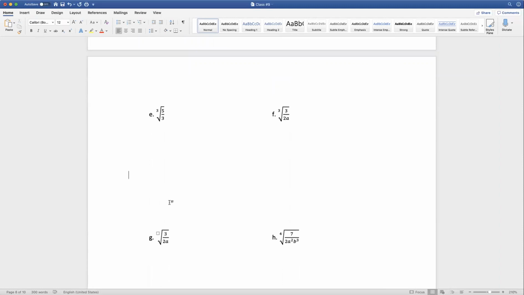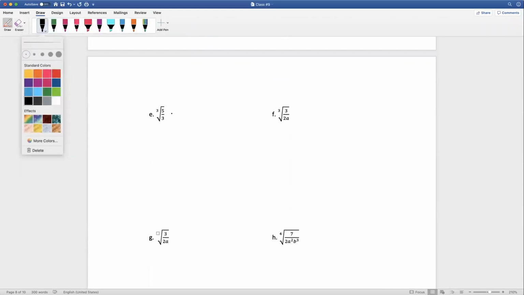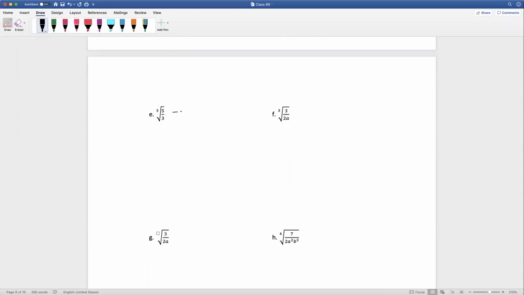Let's take a look at the cube root of 5 over 3. We can do this. Same thing we did before. Now what? Well, I can't simplify the cube root of 5. I can't simplify the cube root of 3. So can I just do what I did when I had a square root in the denominator? That is, would it make sense for me to multiply the numerator and denominator by whatever factors in the denominator? Let's check it out and see if that helps.